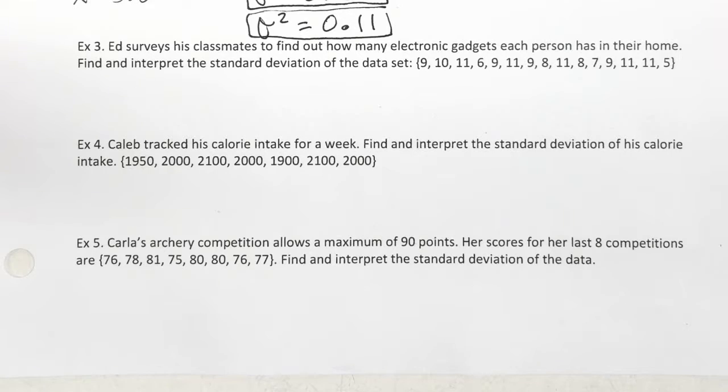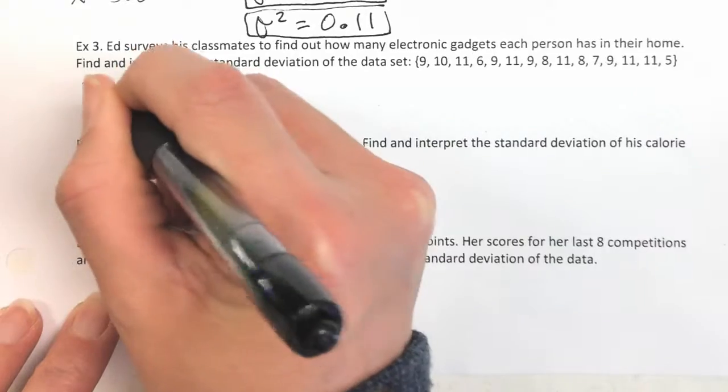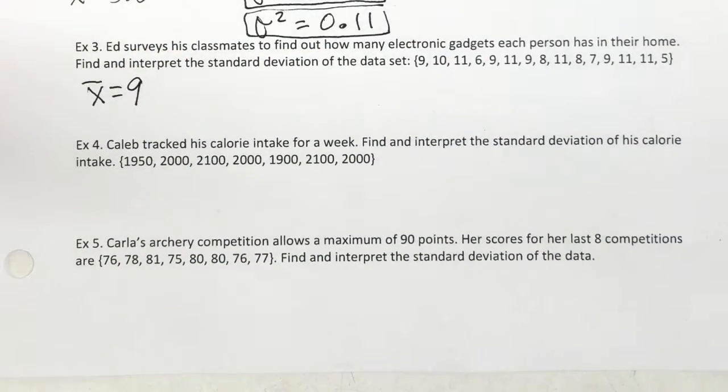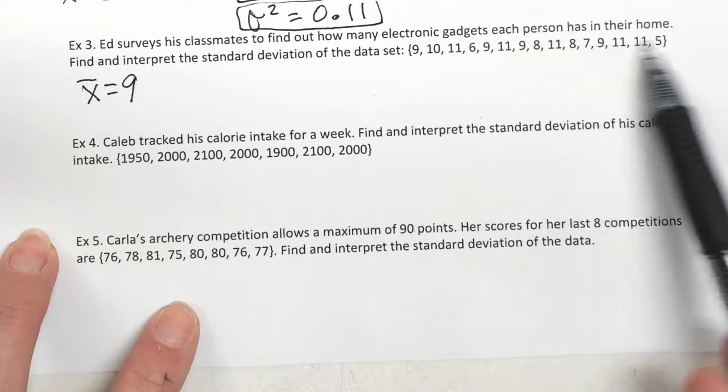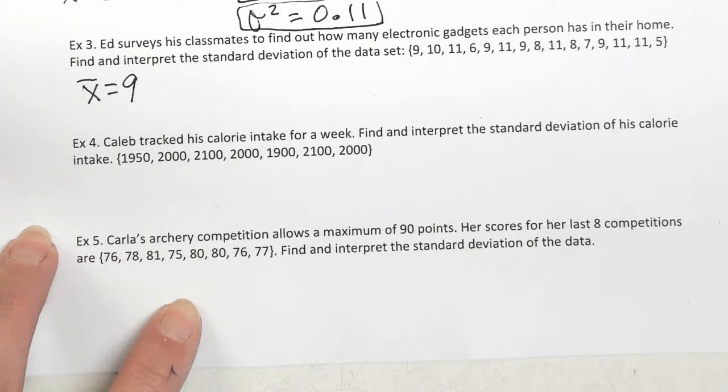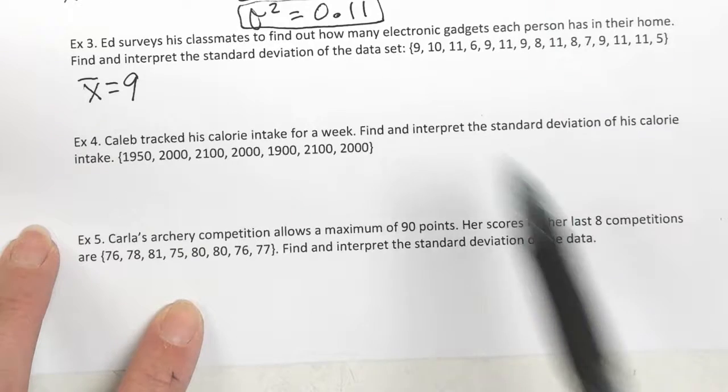Y'all already got it? Alright, Jabari, what'd you get? Good. Any questions about how to find the average? How'd you get 9? You add all these up together, and then you'd have to divide by what? 15. Good, because there's 15 numbers.